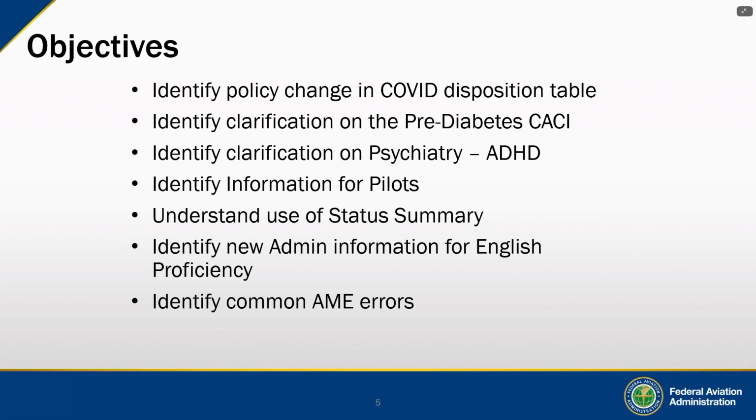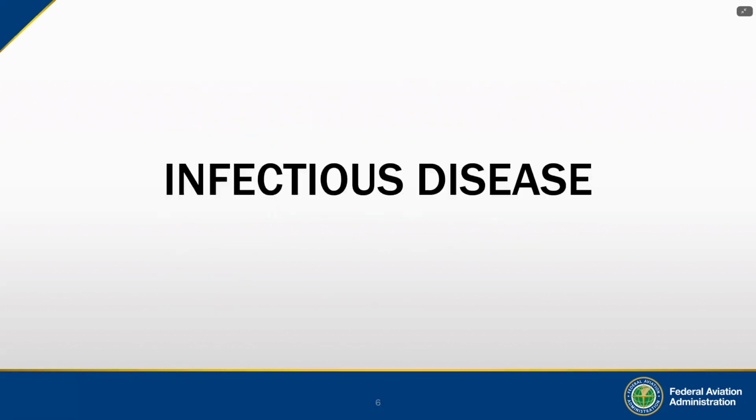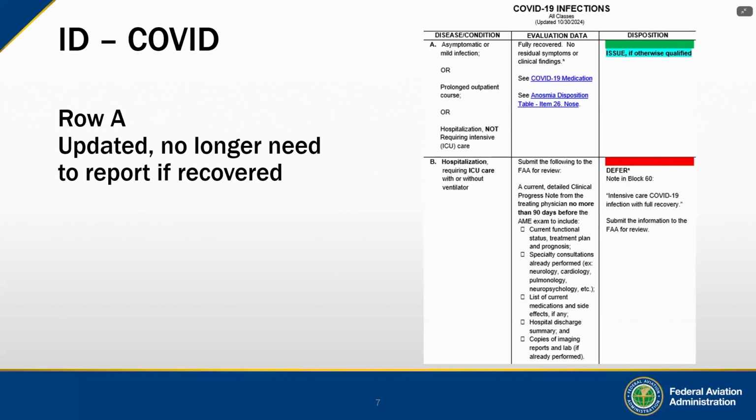So the first thing that we're going to talk about is updates to infectious disease. The first one just has to do with the COVID disposition table. The only change is in row A. Previously in row A, you had to report whether or not the pilot had COVID since their last exam. Now you only need to report it if they had ICU care or if they have long COVID syndrome. So you no longer need to report it if it resolved without any complications. Again, row B stays the same.